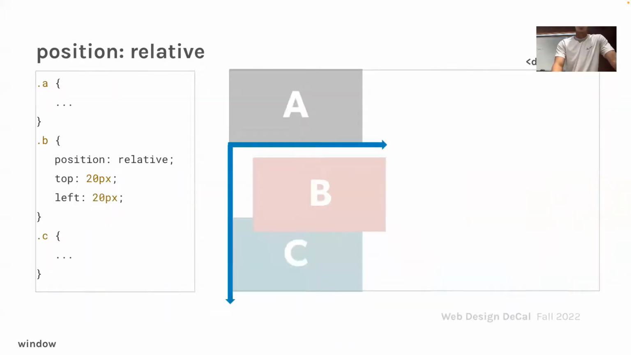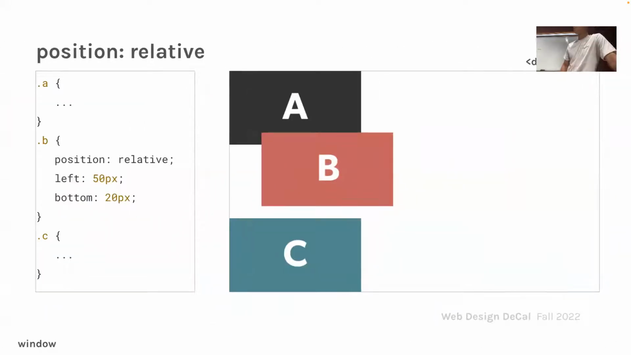Something that demonstrates it is to think of the blue line here as where it would have been in the normal flow if we just had A, B, and C. By putting position relative and then top 20 pixels, we're going to push it down by 20 pixels and also to the left by 30 pixels. And as you can see by C, just because we moved B to be relative positioning, C is not affected at all. And A isn't affected either.